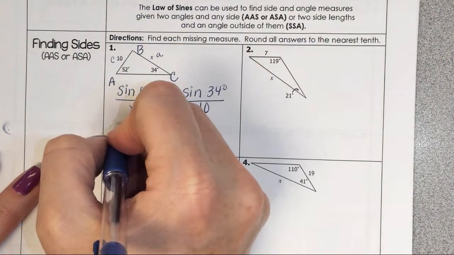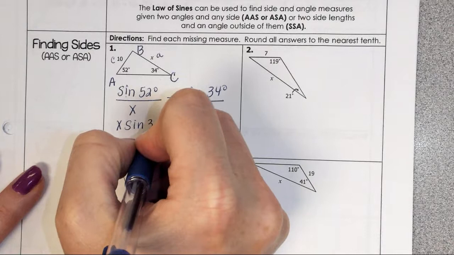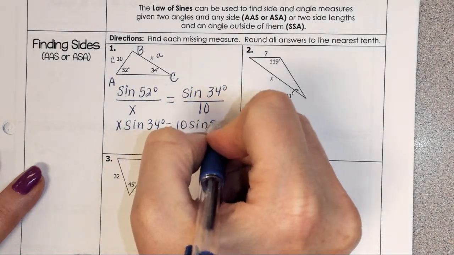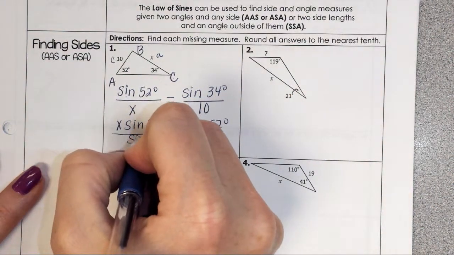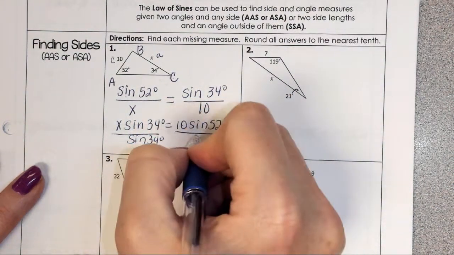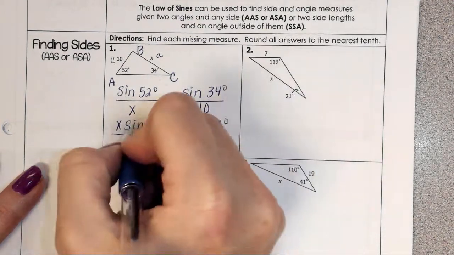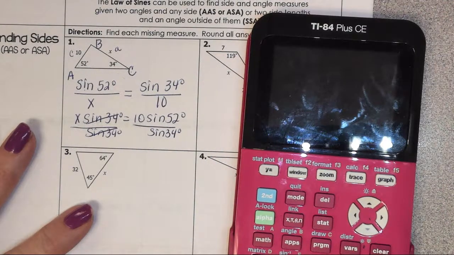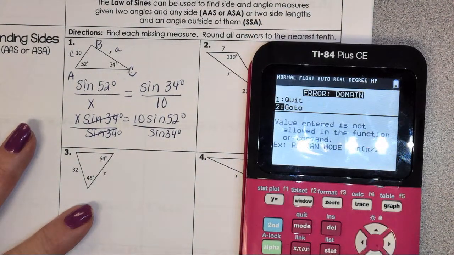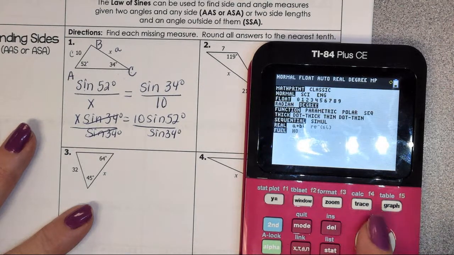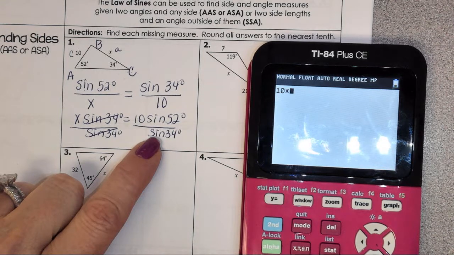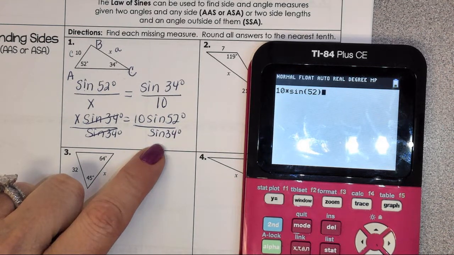So now I cross multiply. I get X times the sine of 34 degrees equals 10 times the sine of 52 degrees. I have to divide by the sine of 34 degrees. So this right here would solve for X, would solve for side A. So typing that in, making sure my calculator's in degrees, you guys don't have to check that. 10 times the sine of 52 divided by the sine of 34.